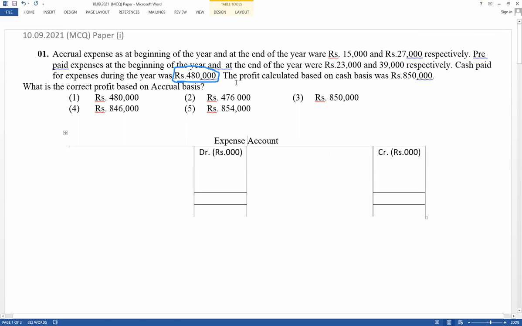First, take the balances. It has given the opening and closing balance of accrued expenses. Opening balance 15,000, as balance brought forward on the credit side. The closing balance is also given, balance carried down, from the debit side to the credit side. We are going to calculate correct expenses on the accrual basis. And prepaid expenses are also given with opening and closing balance. Opening balance as balance brought forward on the debit side.